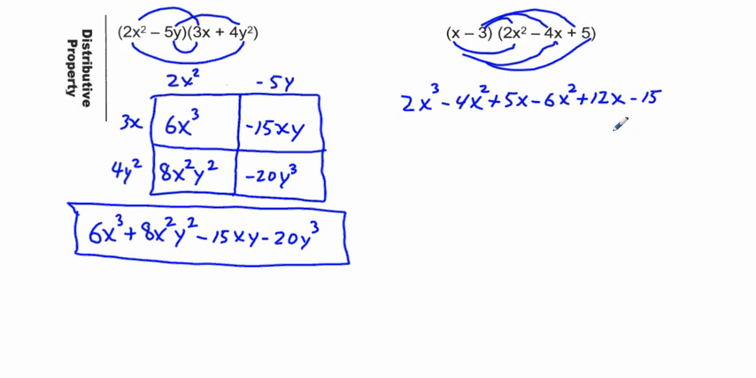And then you look where you have like terms. The like terms we have are the squares and also the x's. So let's go ahead and, but 2x cubed just stays the same. Okay, we have negative 4x squared minus 6x squared is going to be minus 10x squared. And then we have 5x plus 12x, that's going to be plus 17x. And finally we have minus 15. And so this would be our correct answer for that.